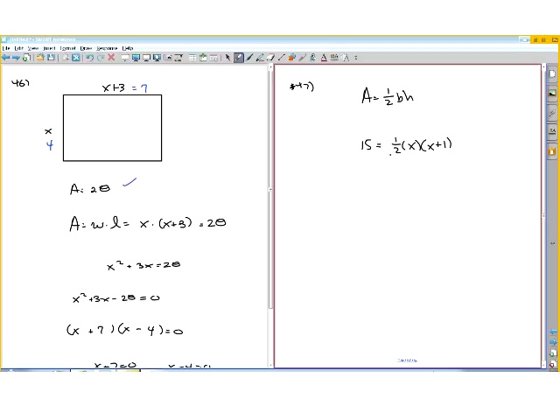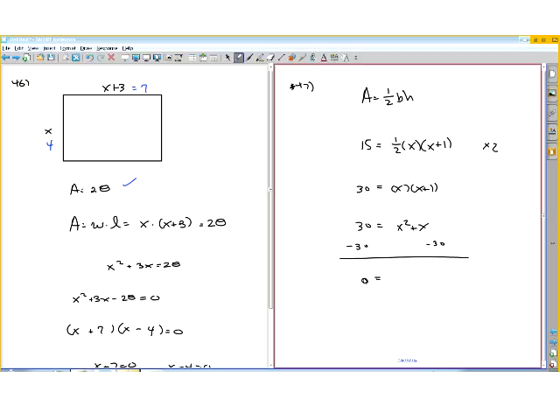So what we have is, let's multiply both sides by 2. So we get 30 is equal to x times x plus 1. What that did is, by multiplying by 2 on both sides, I just got rid of the fraction. Now, we multiply out the right-hand side, so we get x times x is x squared, x times 1 is x. Again, we move everything to one side, so we're going to subtract 30 from both sides to get 0 here.